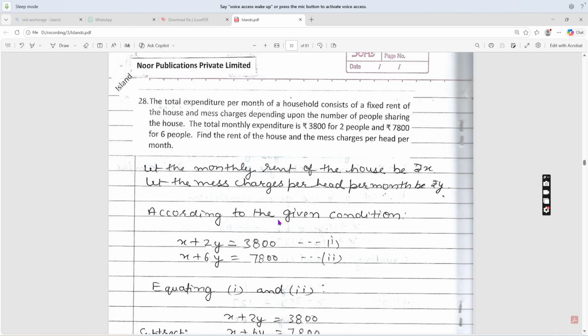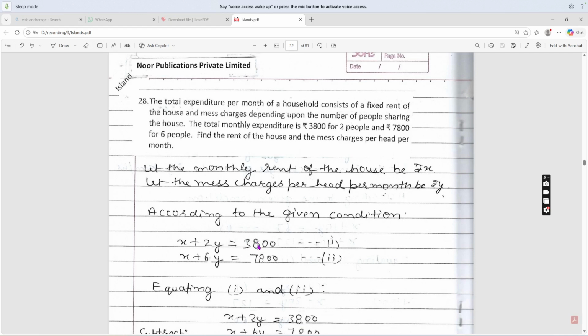Again, the same question in a new language. Here, the fixed charge is represented by x and the variable charge is represented by y. Now, it is 2y and 6y. Why? I am telling you. First of all, see, let the monthly rent of the house be x rupees. Let the mess charges per head per month be equal to y rupees. According to the question, just see what is mentioned. The total monthly expenditure is 3800.